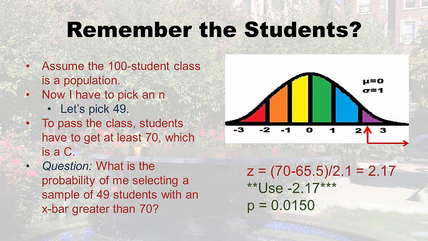And so then the answer is, remember the question was, what is the probability of me selecting a sample or a set of 49 students with an X bar that's greater than 70? And remember how this test was really hard. I mean, the mu was 65.5, so it was pretty hard to get a high score. So the probability was pretty low. It's 0.0150, or if you do the percent version, 1.5%.